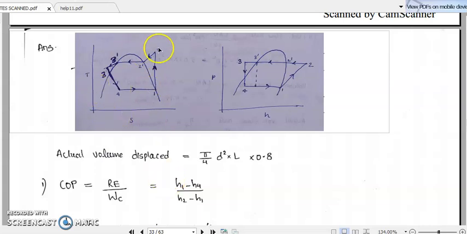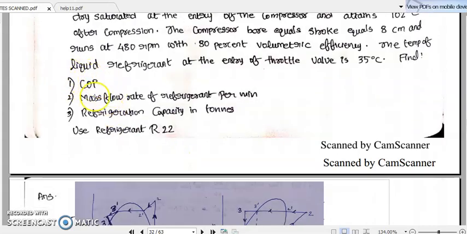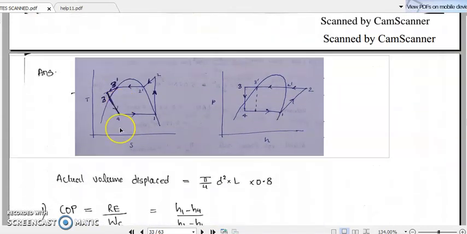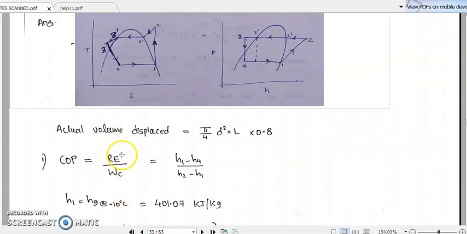So now we have drawn the TS diagram and PS diagram. With this, let us try to solve our question. The first portion of the question is to find the COP. Coefficient of performance is directly given by refrigeration effect divided by work done by the compressor.